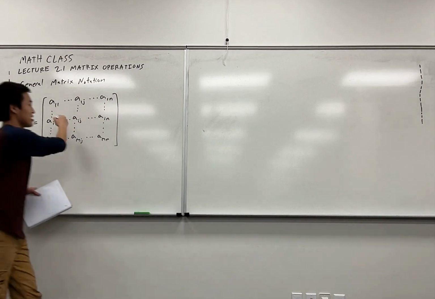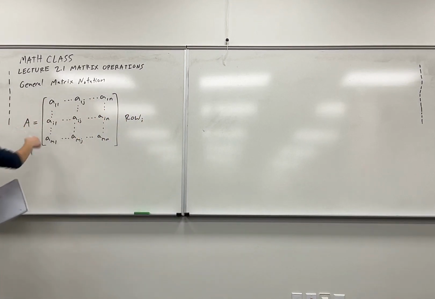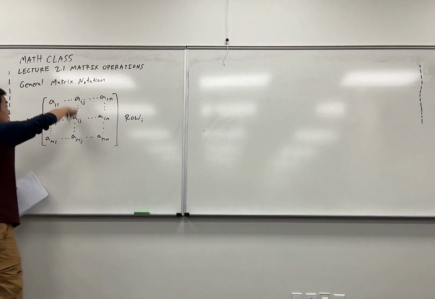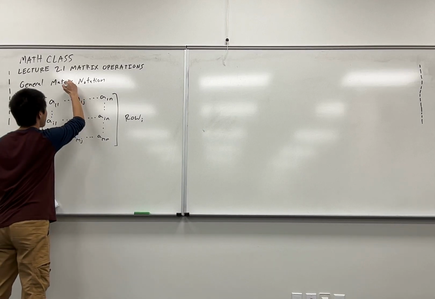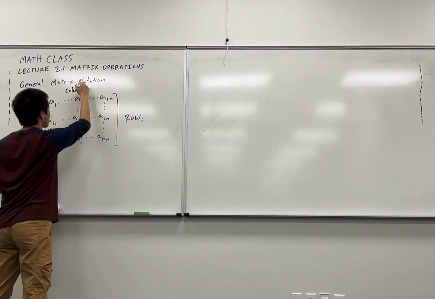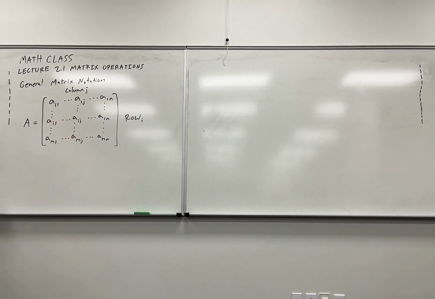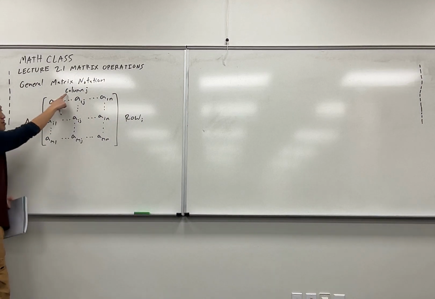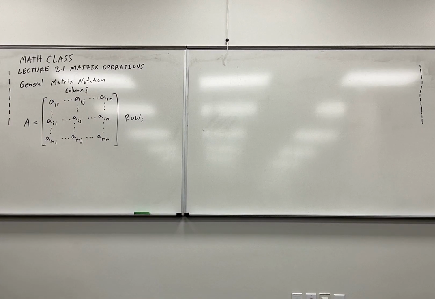Okay, so here what we've denoted, this is row i. This here is column j. I'll write that up here actually. The jth column, ith row. I could have shorthand notated this as col sub j for the jth column.